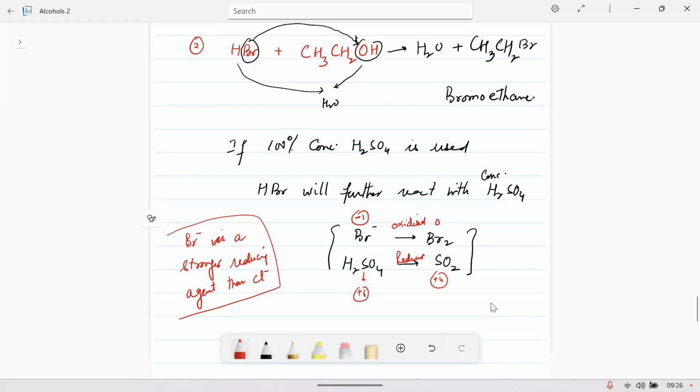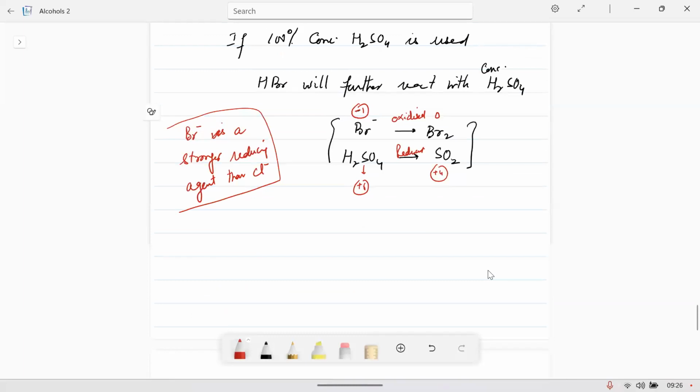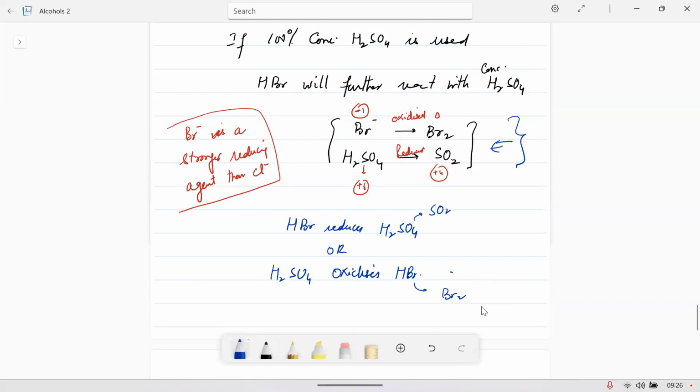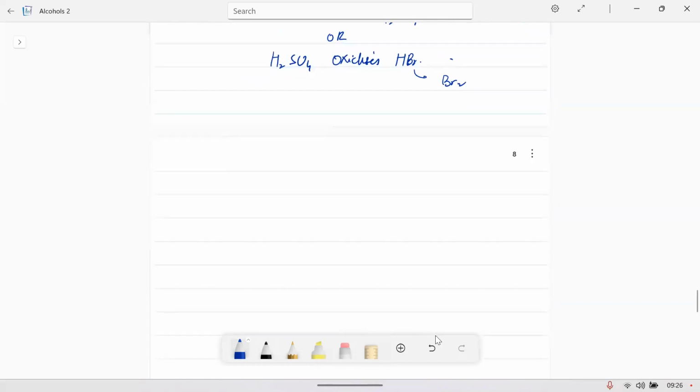There's another way also. I can also explain it in a way that we can say that the HBr reduces the H2SO4, or you can say the H2SO4 oxidizes the HBr. So HBr reduces the H2SO4 to sulfur dioxide, or you say the H2SO4 oxidizes the HBr to Br2. Both are correct, and I have explained it based on the oxidation. The next thing is how are we going to carry this out?